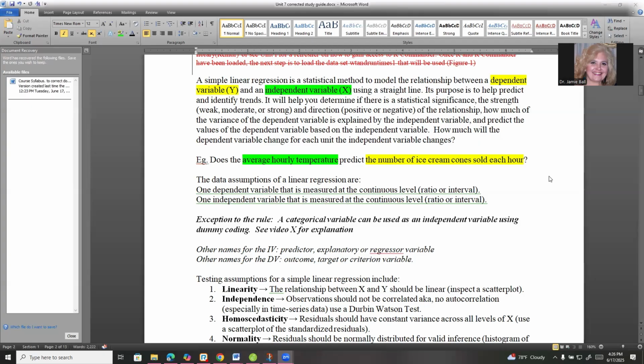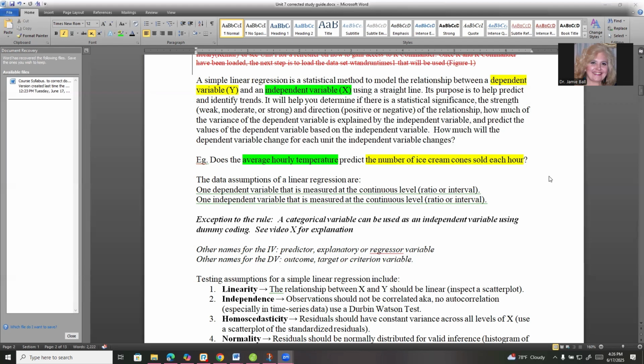And it can tell us how much of the variance of a dependent variable is explained by the independent variable, or how much of the variance of the outcome is influenced by the predictors. That's an easier way to remember it, isn't it? So how much does the outcome change because of the predictors we're testing?